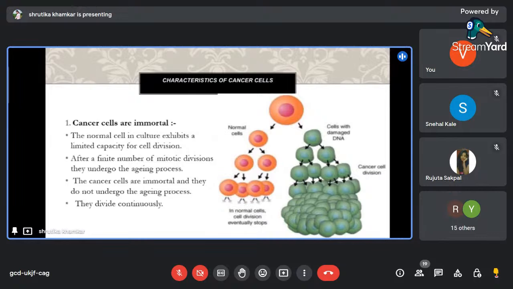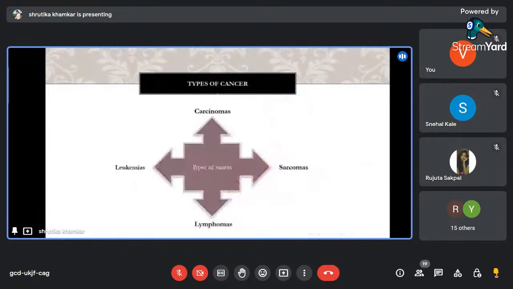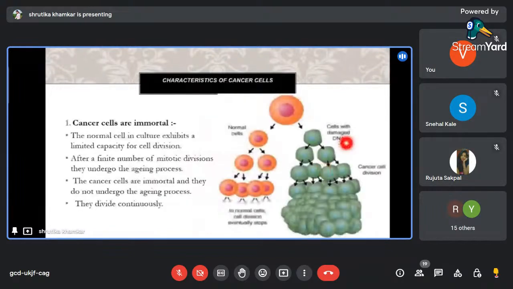Characteristics of cancer. The first characteristic of cancer is immortalization. Normal cells in a culture exhibit a limited capacity for cell division. After a finite number of divisions, they undergo the aging process. Cancer cells are immortal and do not undergo this process. They divide continuously. So here, normal cell cultures do not survive indefinitely and transformed cell cultures are immortal and grow indefinitely.